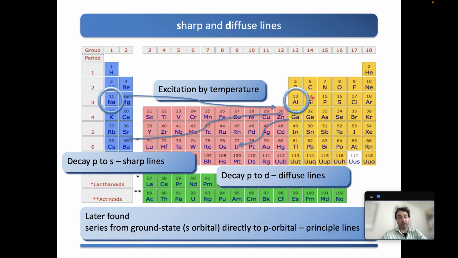And then a bit later people found another series of spectral lines, and instead of calling this yet another series, they called this a fundamental set. They said, well, these are the fundamental spectral lines. There's nothing fundamental about an angular momentum of 3, but that's where the name comes from.